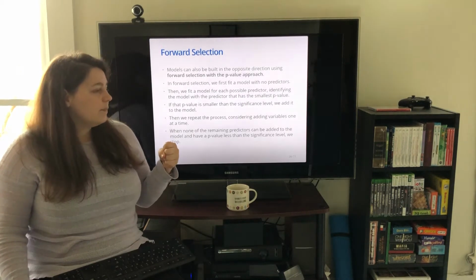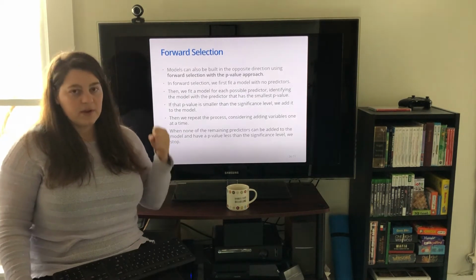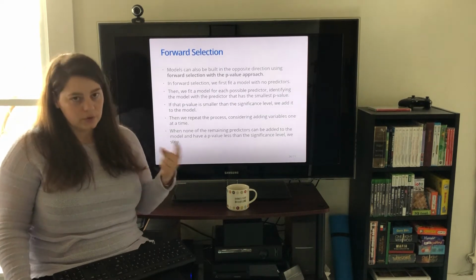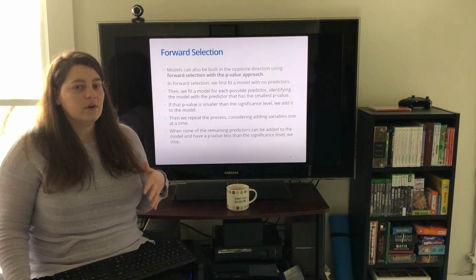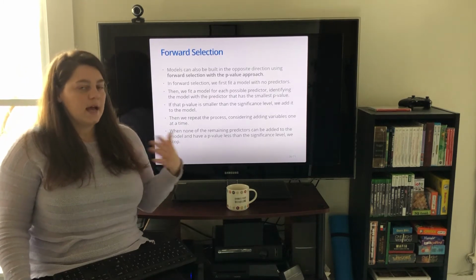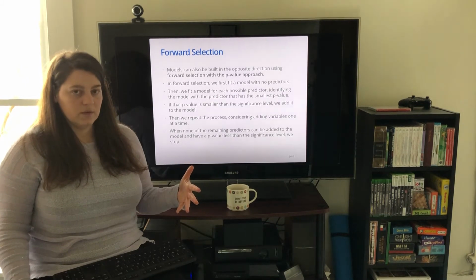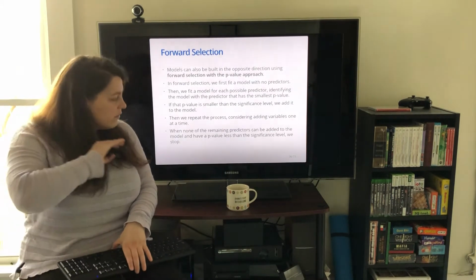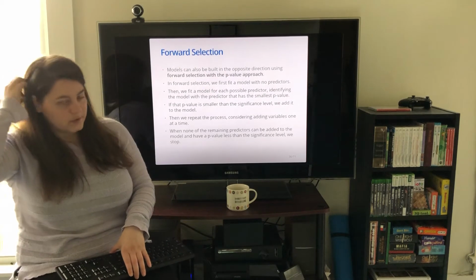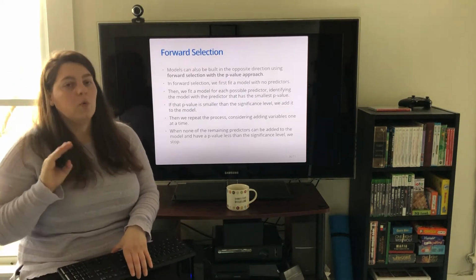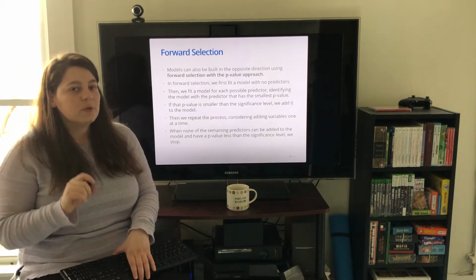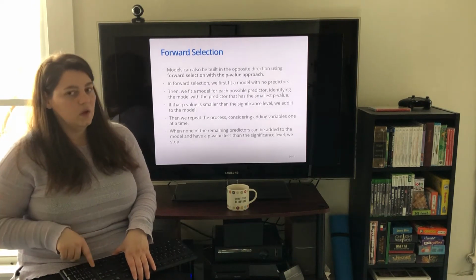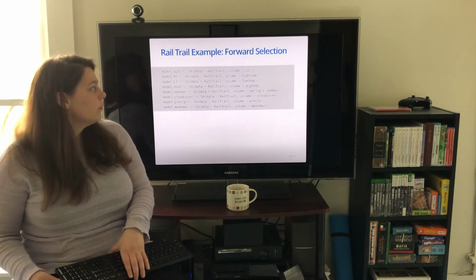And then we would continue this process. So now that we've got the 1 in our model, we would fit a combination of all pairs of 2 and see if any of those pairs of 2 models had significant p-values, both significant p-values, and so on. Okay? When none of the remaining predictors can be added based on the significance level that we're using, we stop. All right? This one, I don't think it feels as intuitive as backward selection, so let's go ahead and look at an example because I think that might help.